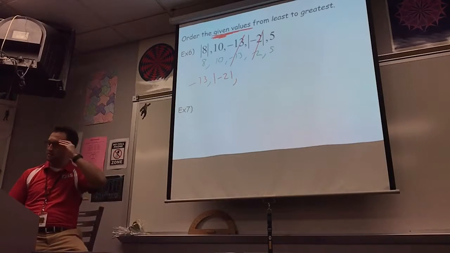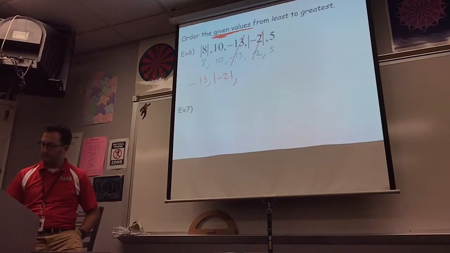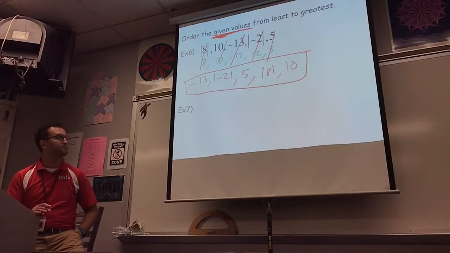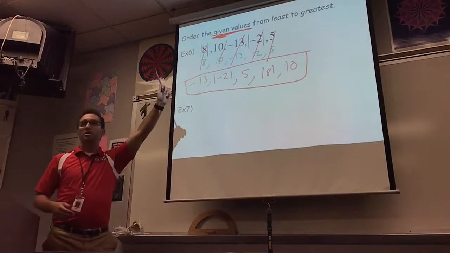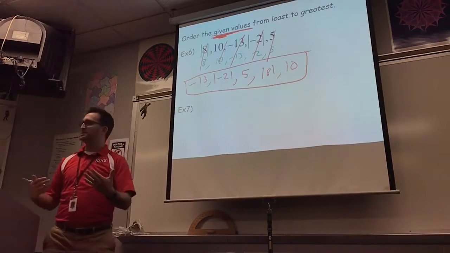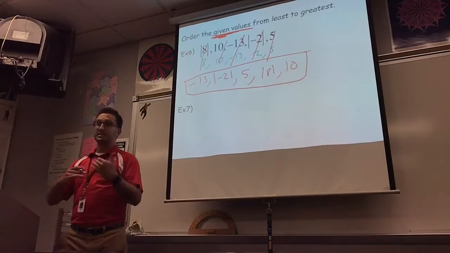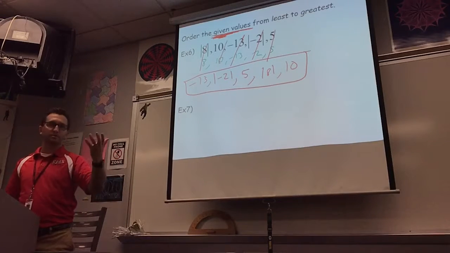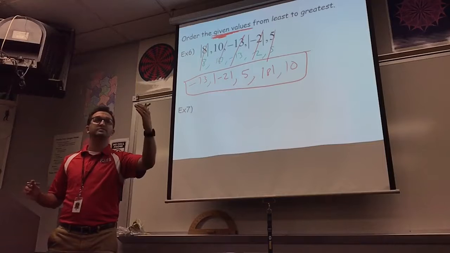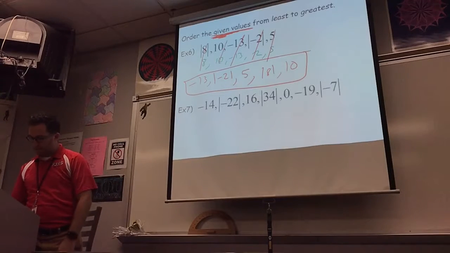All right, let's pick it up. 5. Yep. After that, the absolute value of 8, and finish us out with 10. Okay. That is our answer. Notice how we put the given values in order. The green list was just to help us. It was the simplified values. The black numbers were the given values. We'll do the same thing for this list. I'll give you a minute to write it down.